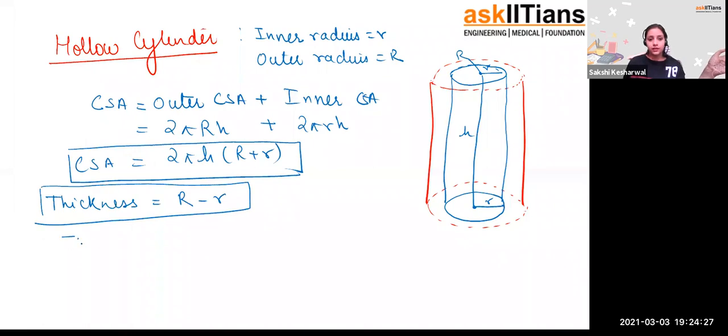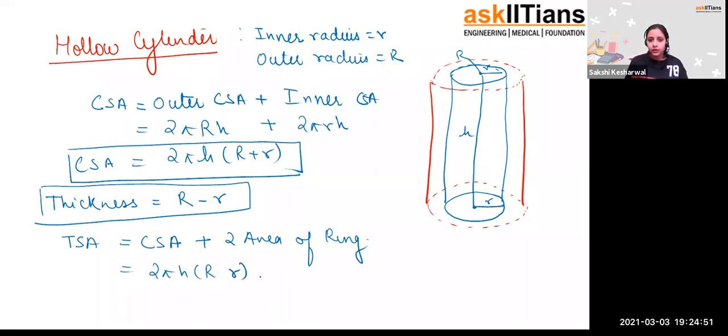Now let's talk about the TSA. TSA will generally have the CSA, the above CSA 100%. So CSA plus there are two rings. There will be a ring on the top and a ring at the bottom, right? So plus two times the area of ring. So it is equal to 2 pi h (R plus r), plus 2 times area of ring, which is pi R square minus pi r square, right? So you can just do the calculation.